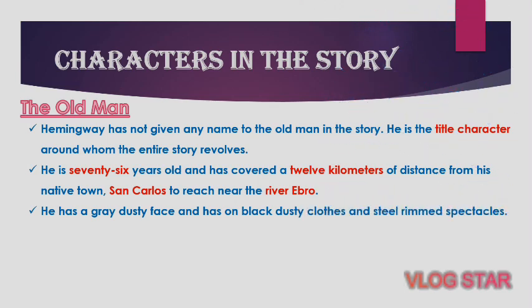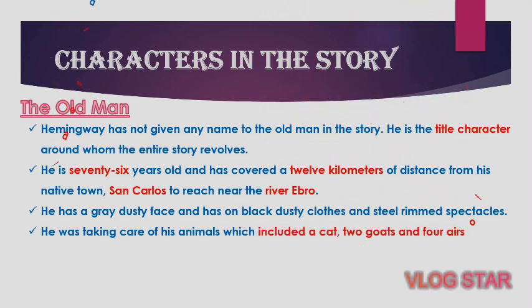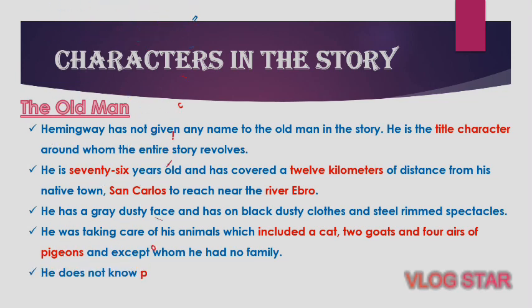Now, if we want to describe the physical appearance of the old man, we must say that he has a grey dusty face and black dusty clothes, and he had on steel rimmed spectacles. And when he was in his native town San Carlos, he was taking care of his animals, which comprised his family. So his animals were his only family. His family consisted of a cat, 2 goats, and 4 pairs of pigeons.